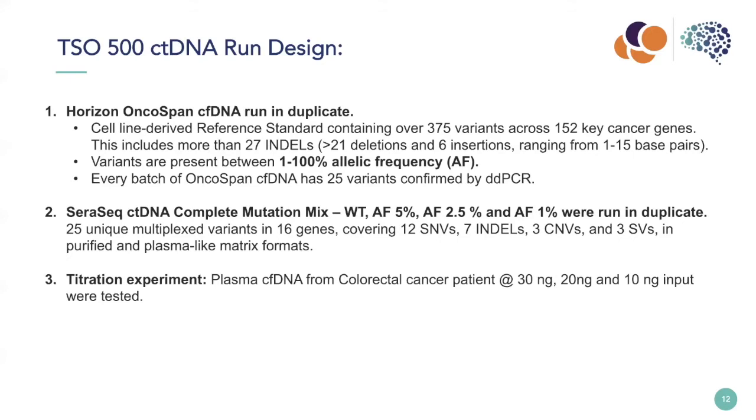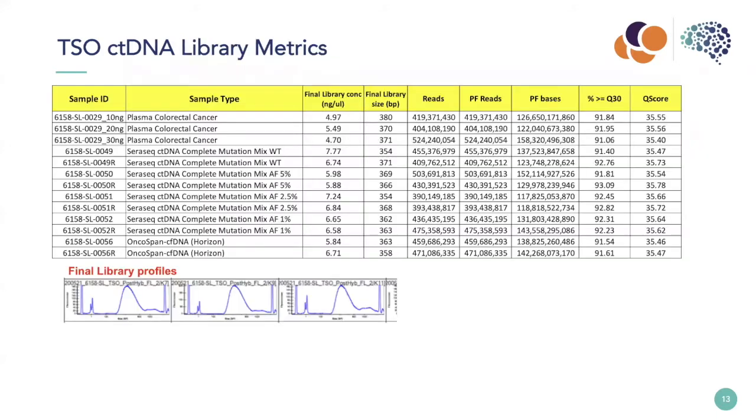And then finally, a titration experiment where we had plasma cell-free DNA from a colorectal patient using a variety of inputs, 30 nanograms, 20 nanograms, and 10 nanograms, tested to show you the impact of input amount on resolution. So in this case, this is just some accounting of both the final library profile shown on the bottom, as well as the final library concentrations, insert sizes, and then the number of reads that were generated.